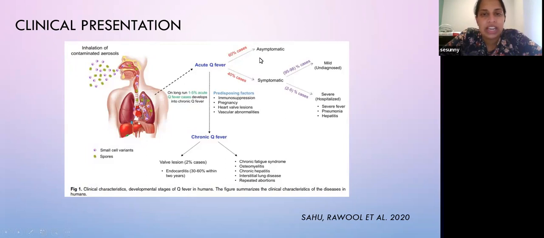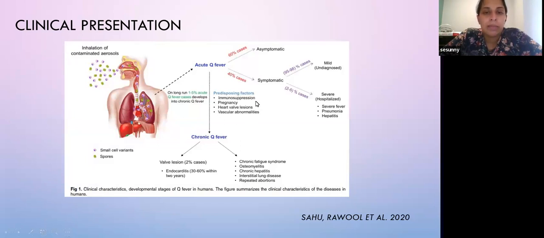60% of cases, the majority, like I had mentioned before, are actually asymptomatic, so have no idea they've had Q fever. 40% of cases are symptomatic, and of those, about 95 to 98% of cases are actually mild. And in the next slide, I'll describe what this actually means. And then of these 40%, 2 to 5% have severe disease or require hospitalization, and they usually present with either pneumonia, hepatitis, myocarditis, or neurological symptoms.